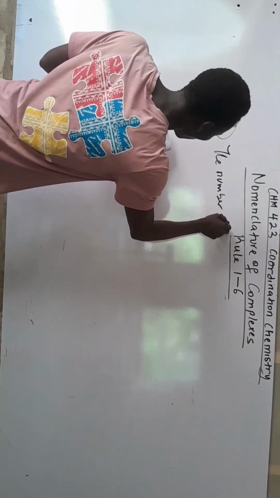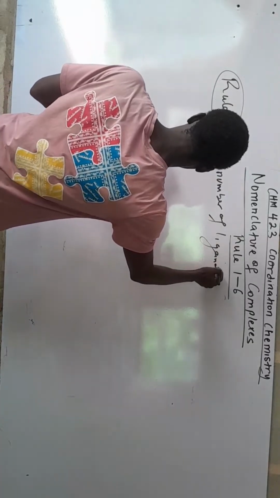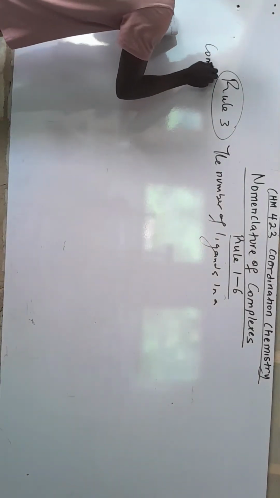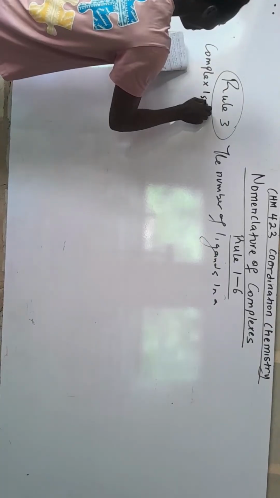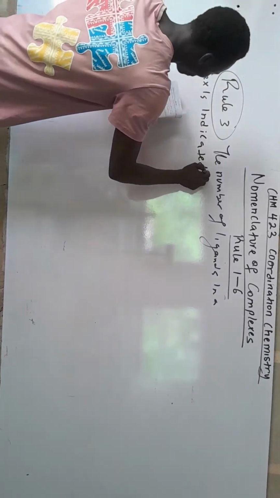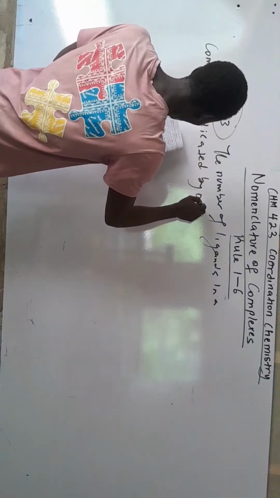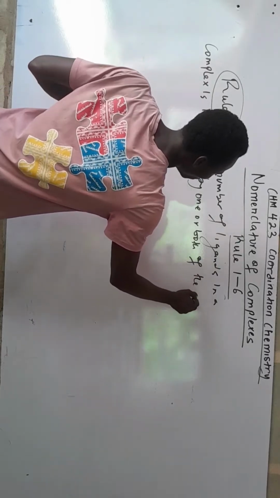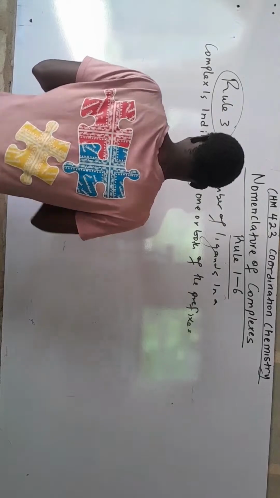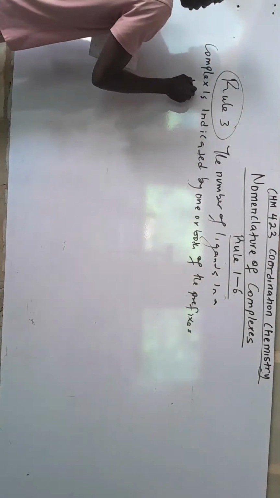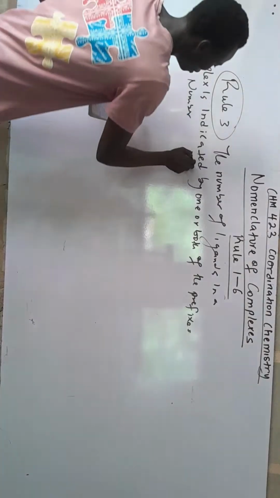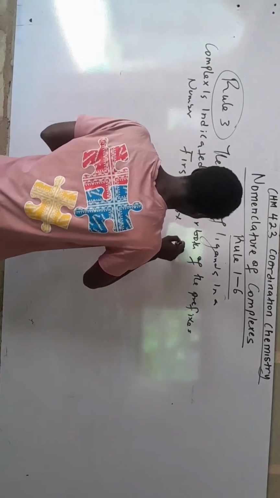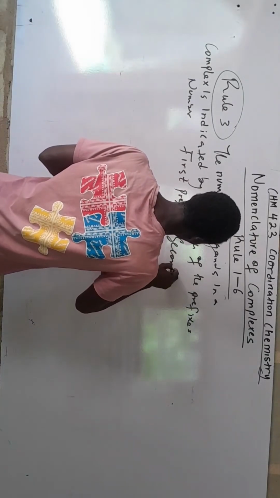Rule number 3: the number of ligands in a complex is indicated by one or both of the prefixes. So we have the number of ligands. We have what we call the first prefix. Then we have what's called the second prefix.